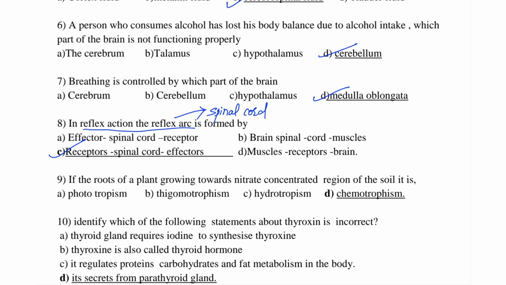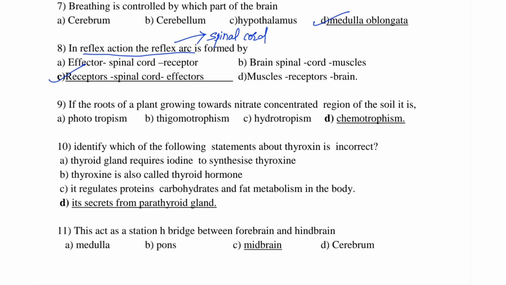Immediately when you see the word reflex action, spinal cord should come into your mind. It is the sudden response given to the external stimuli. We call it reflex action. A very good example is that when you touch hot objects, suddenly we withdraw our hands from the hot object, that is due to the action of the spinal cord.